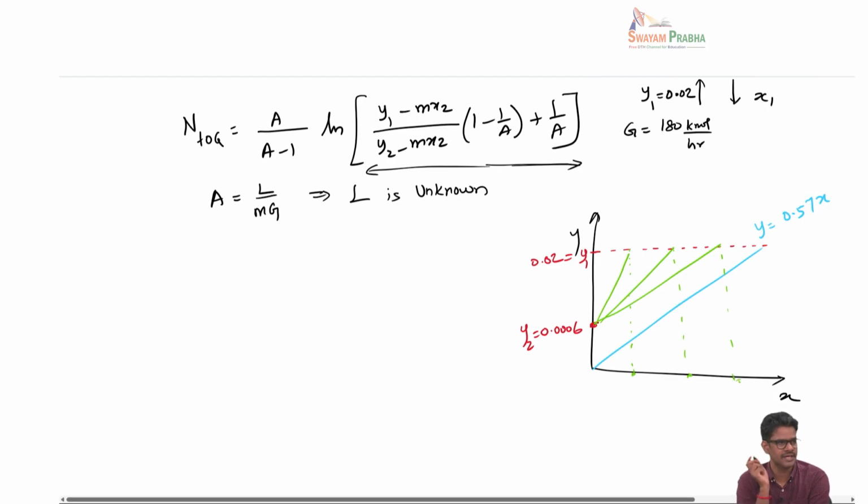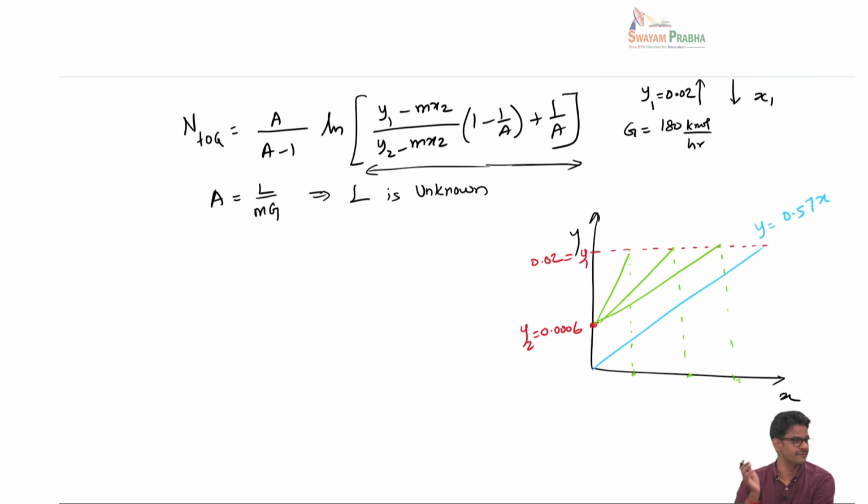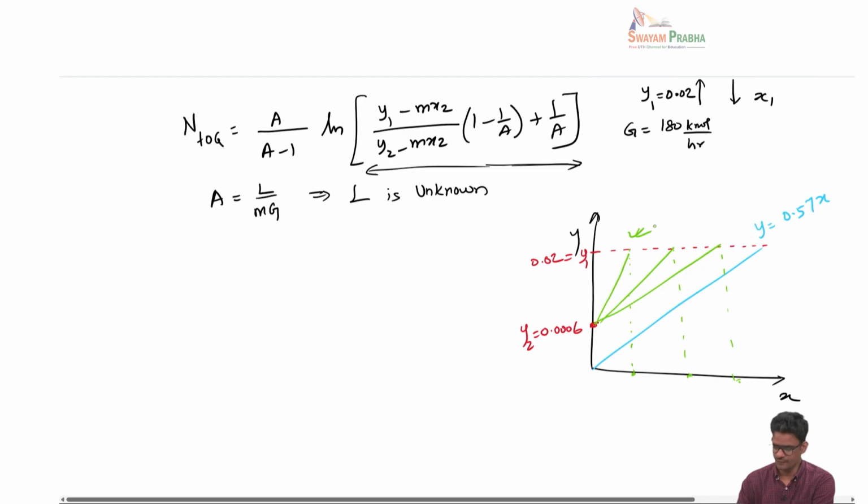Secondly, the average driving force available also will be different based on different slopes. For example, if I take this one, the driving force is actually these lines. If I choose this particular line, then the average driving forces are these. So by choosing L, there are so many things we can do.